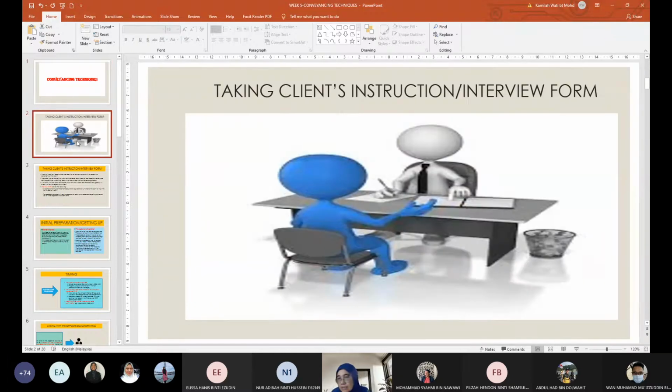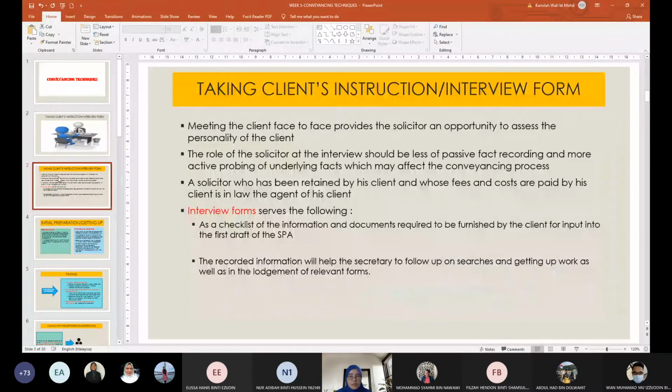Taking client instructions and interview form. So of course the first step that you are going to do is to see the client, interview the clients to get all the information about the transaction. So taking the client's instruction, or meeting the client face to face, provides the solicitor an opportunity to assess the personality of the client. Satu. Kenapa penting nak assess the personality of the client?